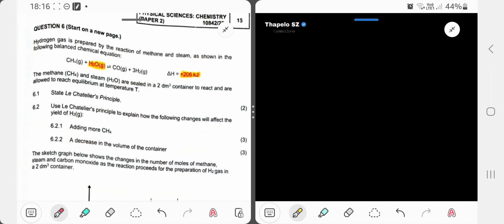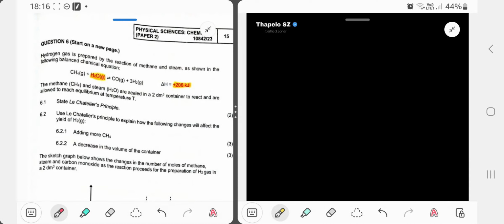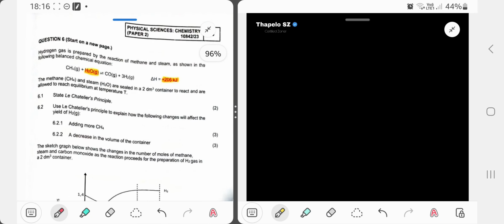2023 of Gauteng. That was written on the 26th of September. So we're resuming with the paper here, and now we are doing question 6. Question 6 is about chemical equilibrium. There are factors that affect it, and that's what it's all about in essence. So when the rate of the forward is equal to the rate of the reverse.